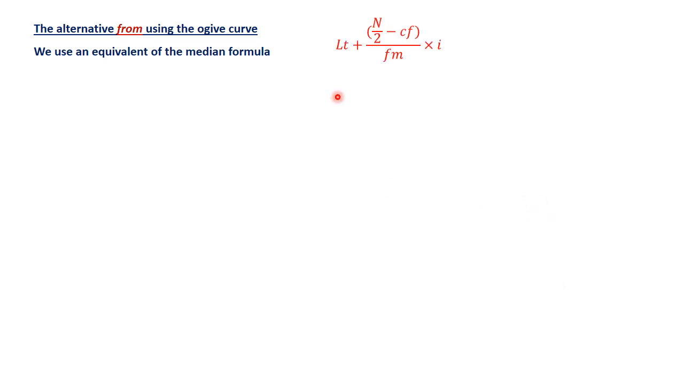The median formula was given as this one here: LT plus n over 2 minus CF all over FM, all of that times I. And in the previous lesson, I explained what LT, N, CF, FM, and I mean. But we're going to get on to the details of that. I just need to say that the formula is equivalent to this, only that the n over 2 is slightly altered to suit the particular question that you're answering.